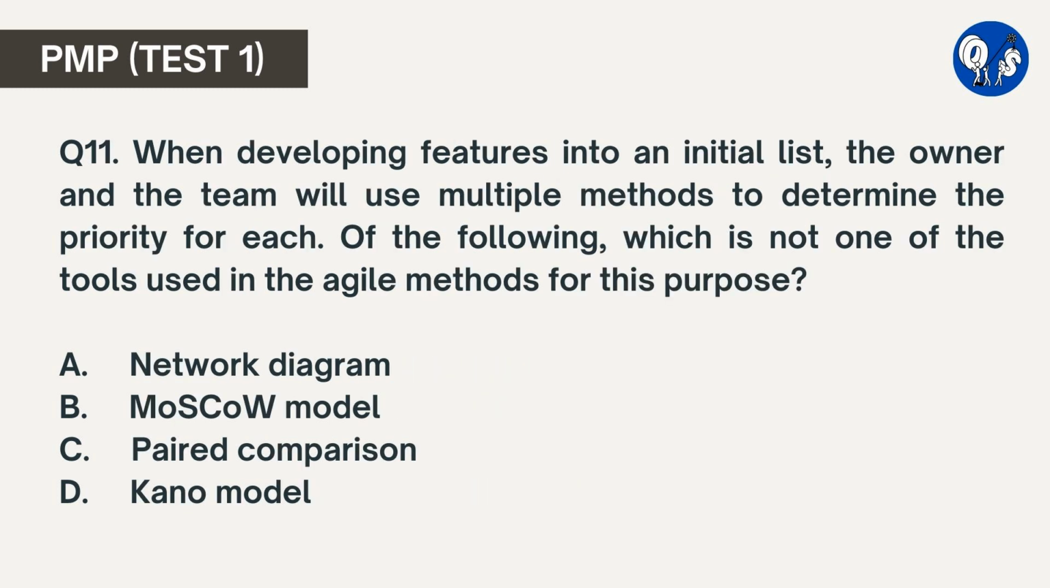Question number 11. When developing features into an initial list, the owner and the team will use multiple methods to determine the priority for each. Of the following, which is not one of the tools used in the agile methods for this purpose? A. Network diagram. B. Moscow model. C. Paired comparison. D. Kano model. The correct answer is A. Network diagram. The network diagram is a predictive tool, whereas the other three options are used to determine priorities in an agile project.